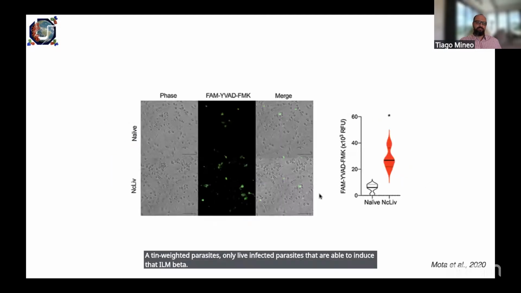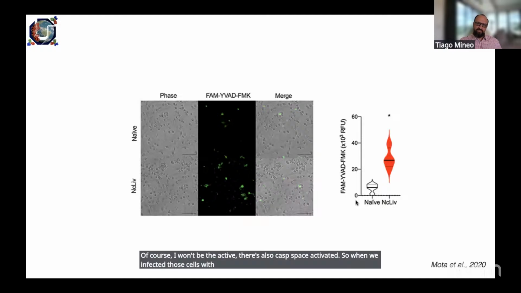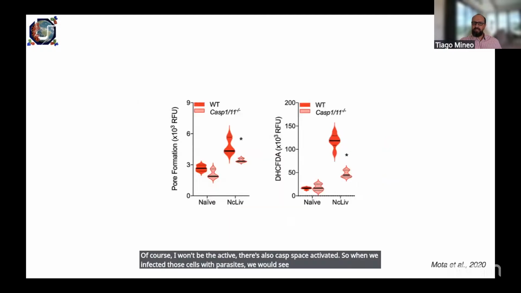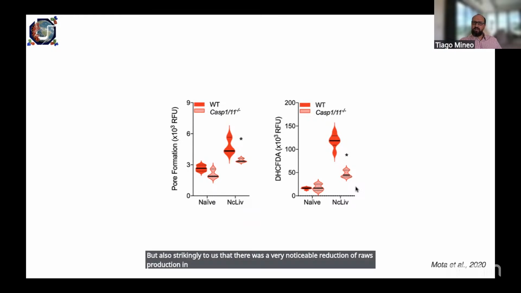Of course, if there's active IL-1 beta, there's also a caspase activated. So when we infected those cells with parasites, we saw activation of caspase 1 and 11, and as expected, there was a reduction in pore formation in the absence of caspase 1 and 11. But also, strikingly to us, there was a very noticeable reduction of ROS production in the caspase 1 knockout cells.